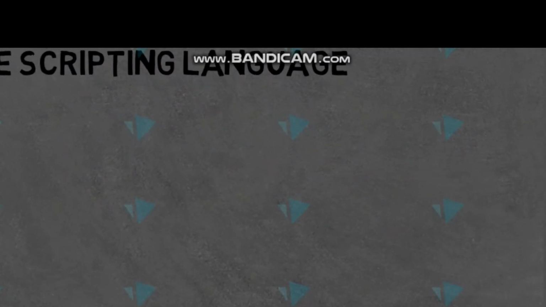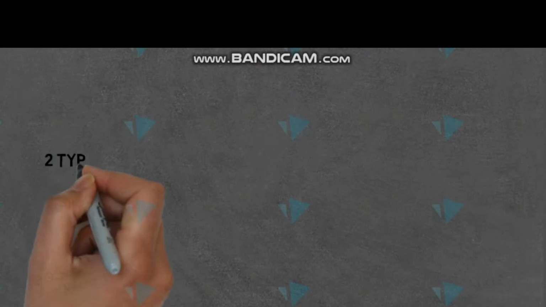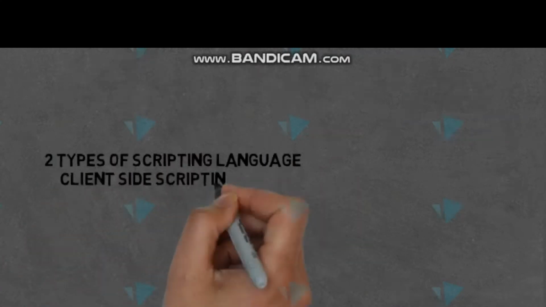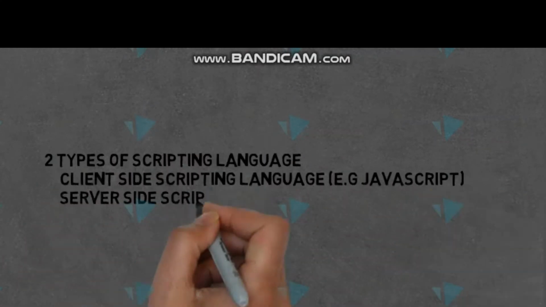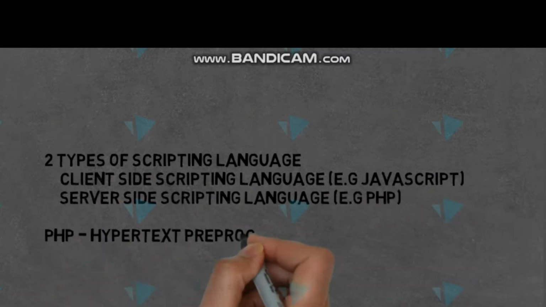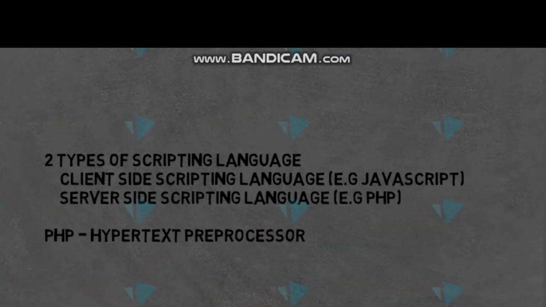Before that, we have to know two types of scripting language. First one is client side scripting language, another one is server side scripting language. Client side scripting language means scripts are executed on the client-side machine. Server-side scripting language means scripts are executed on remote or server machines. Finally, PHP means hypertext preprocessor. The original name is personal homepage, later it was changed to hypertext preprocessor.